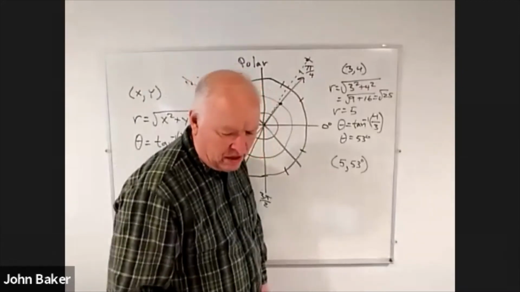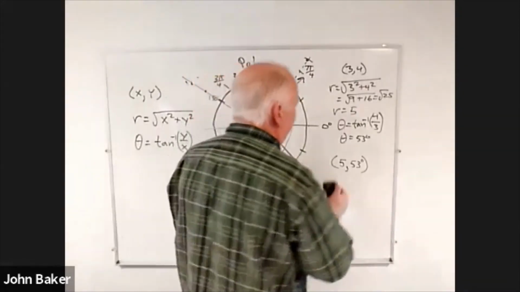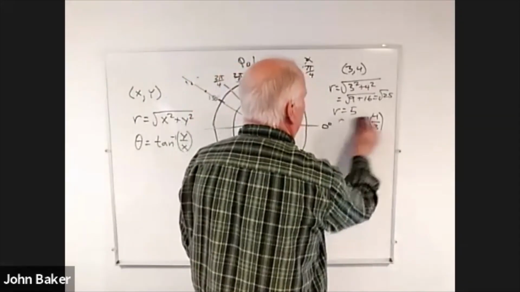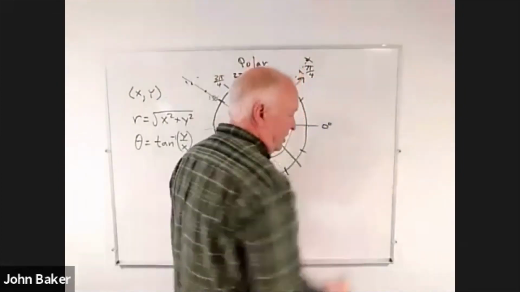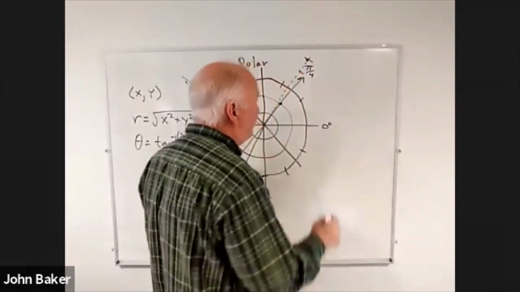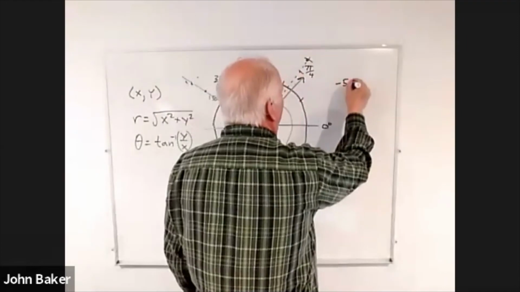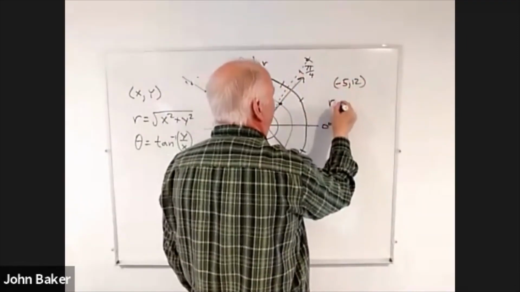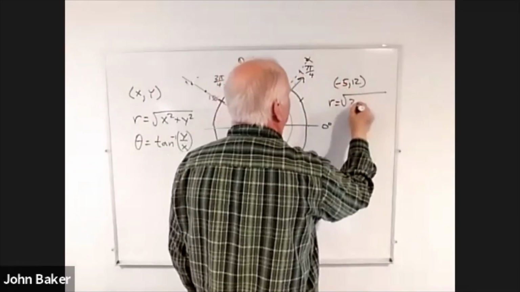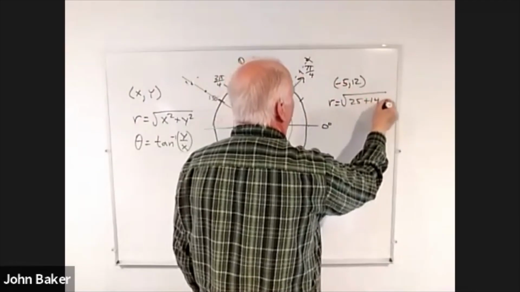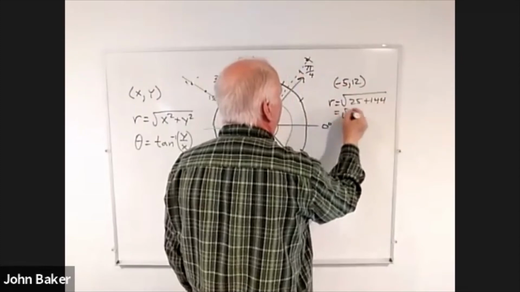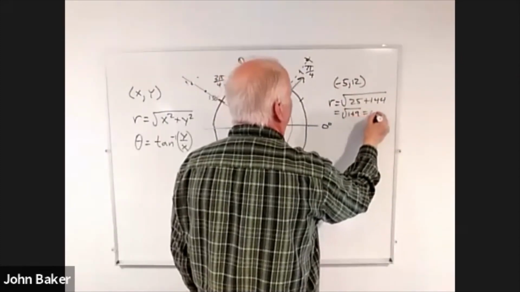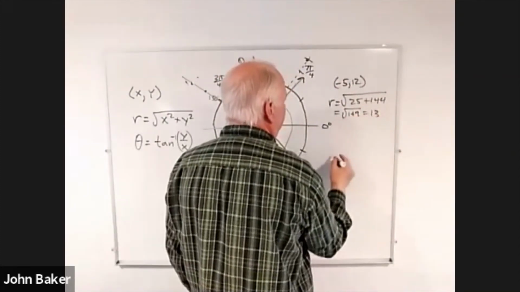One last one. Let's convert negative 5, 12 into polar coordinates. The radius would be the square root of 25 plus 144, which is the square root of 169, which is 13. So my radius equals 13.